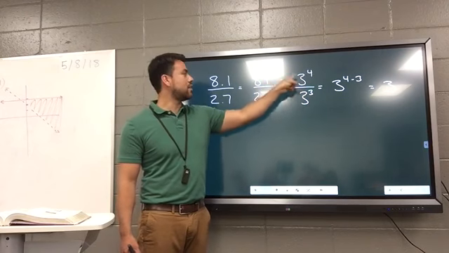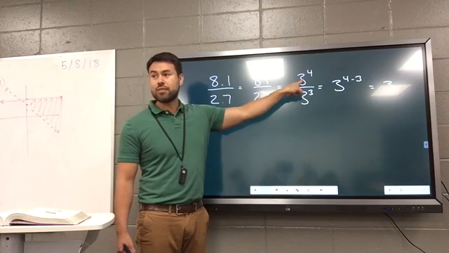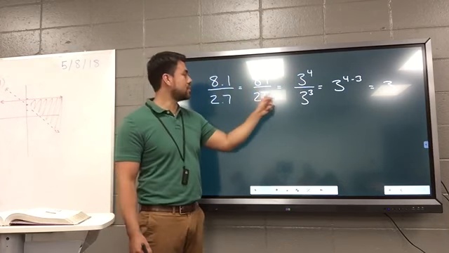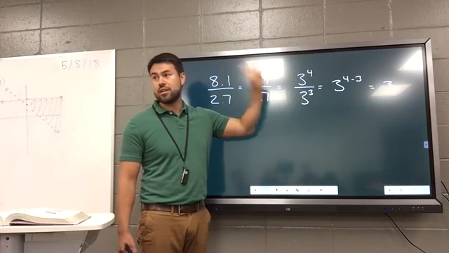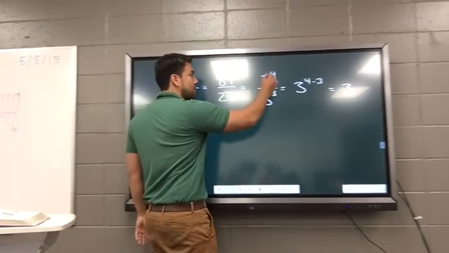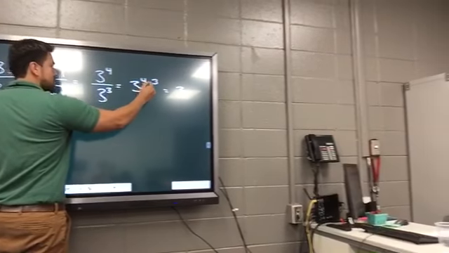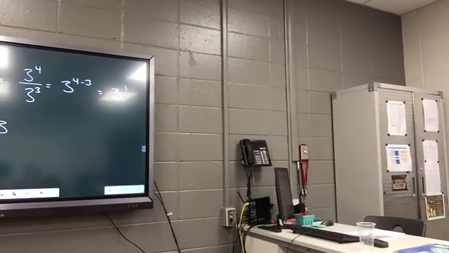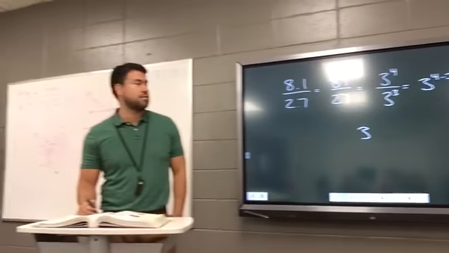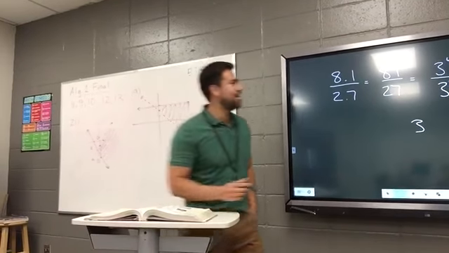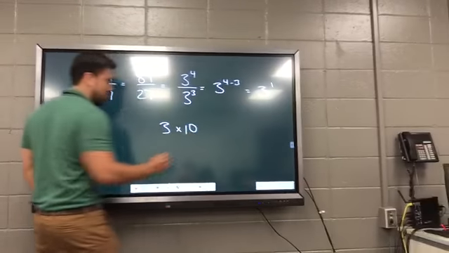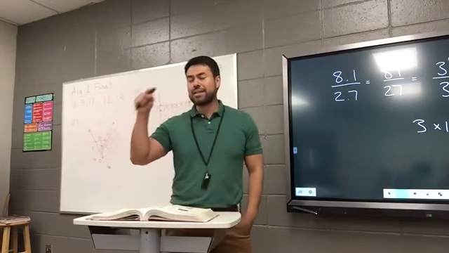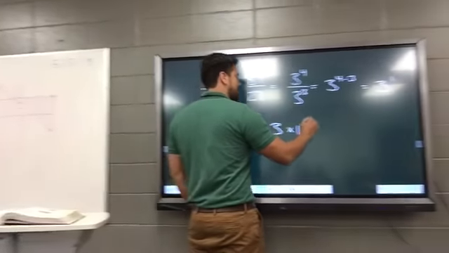What's 81 also known as? 3 to the 4th. What's 3 times 3 times 3 times 3? 81. What's 27 also known as? 3 to the 3rd. So what do I do with these exponents? Subtract them. What do I get? 3 to the 1st. What did you get? 3? Oh, we got the same thing. That's amazing. And then times 10 to the, what's your exponent? 2 minus negative 3 is 5.